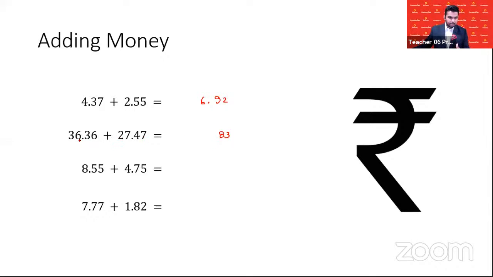Now 27.36, again you can use the same rule. Make it 30, so it becomes 66. 63, because you had additionally taken 3 for making it 30. So this is 63.